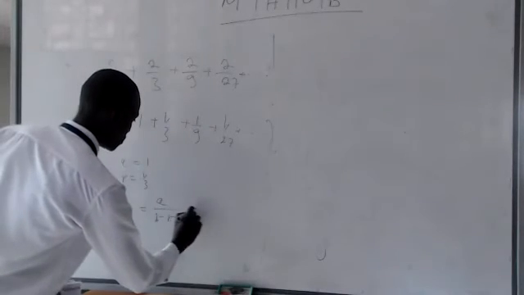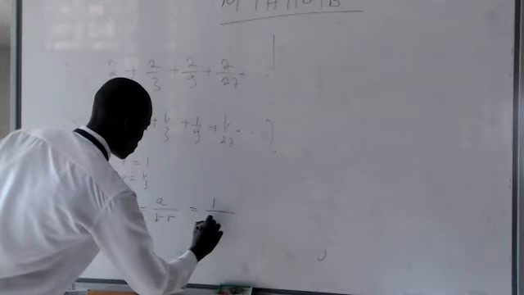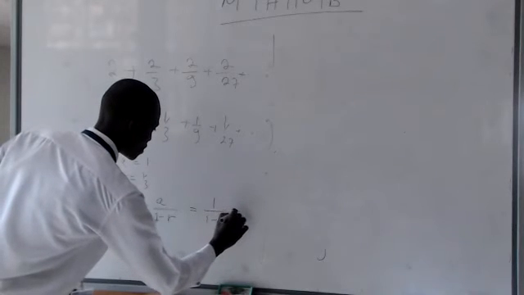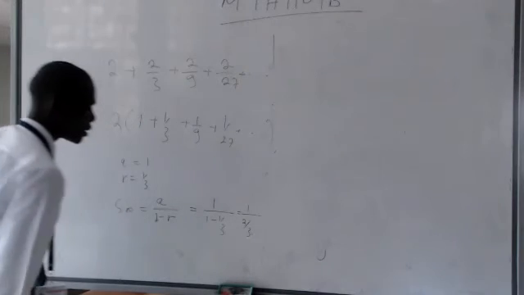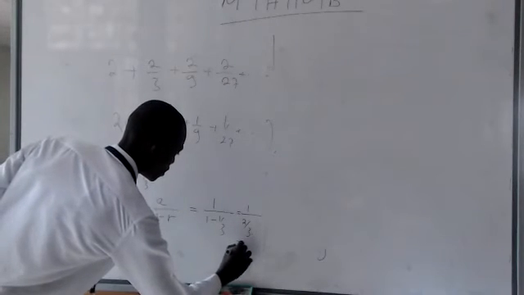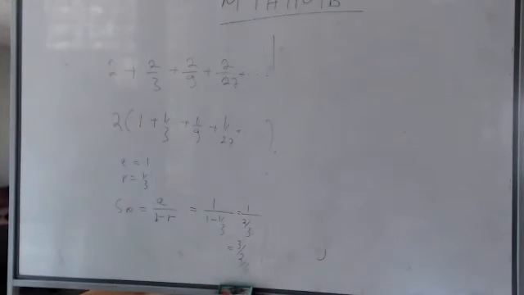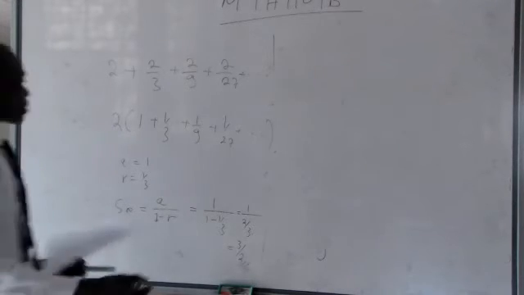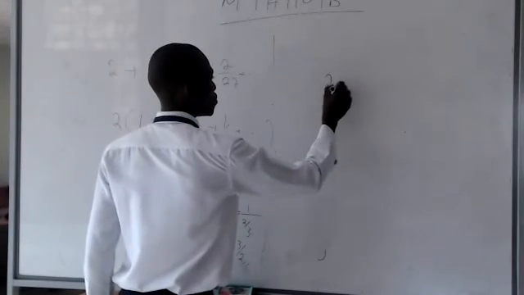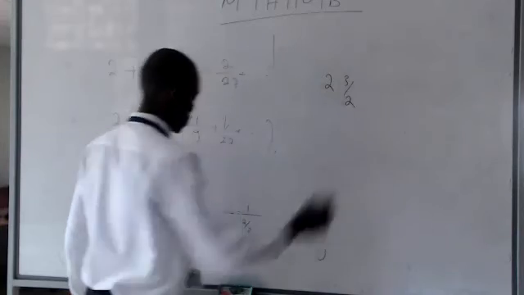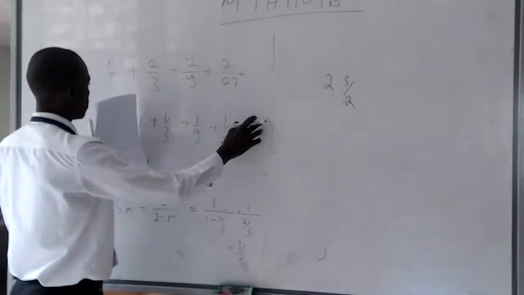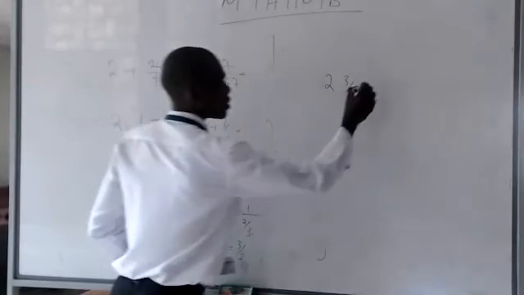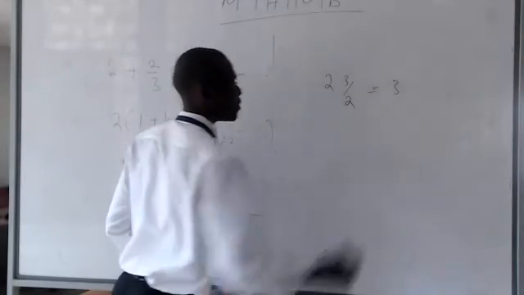So this sum should be 1 divided by 1 minus a third, which is 1 divided by 2/3, which is going to be 3/2. The inverse of 2/3 is 3/2. So the sum of the series should be 2 times 3/2, because what we have inside is 3/2. So multiply that by 2, the sum of that series should be 3.